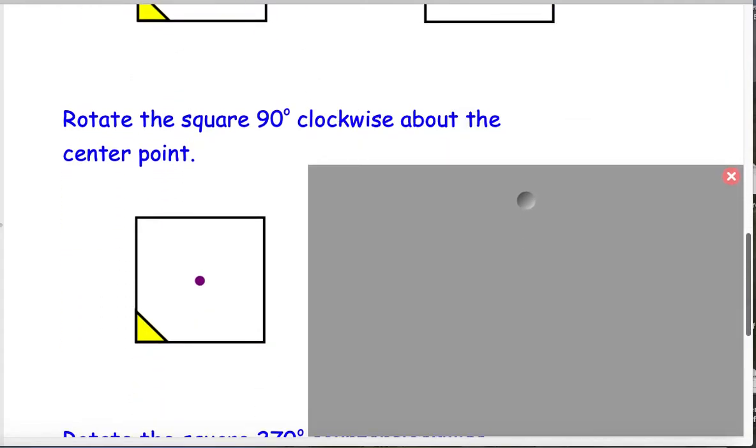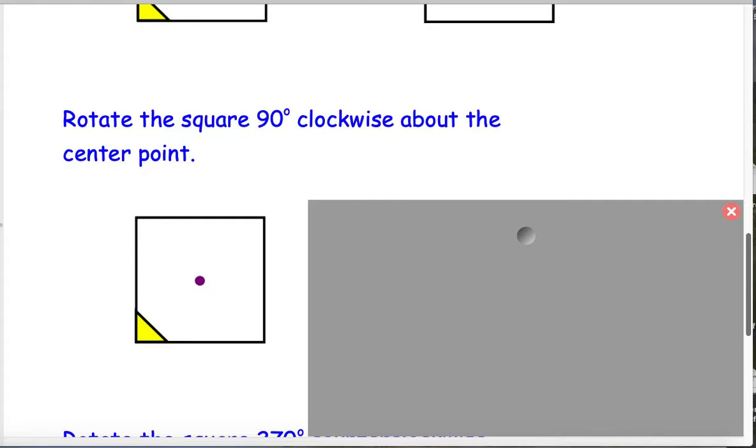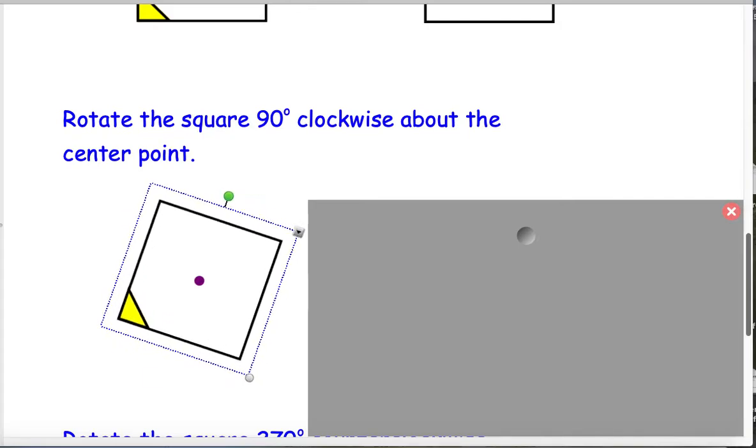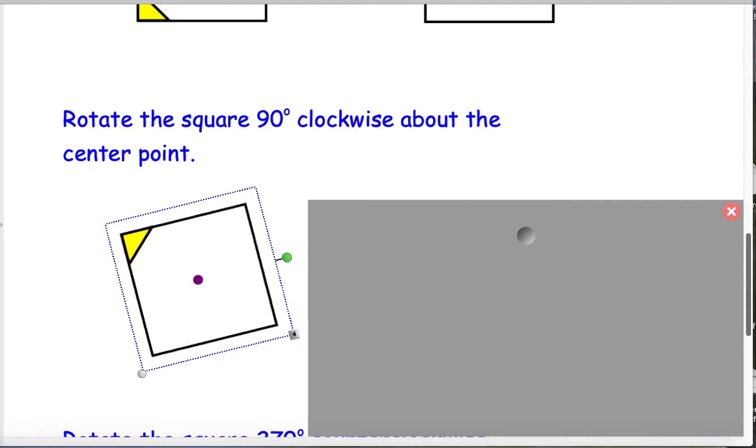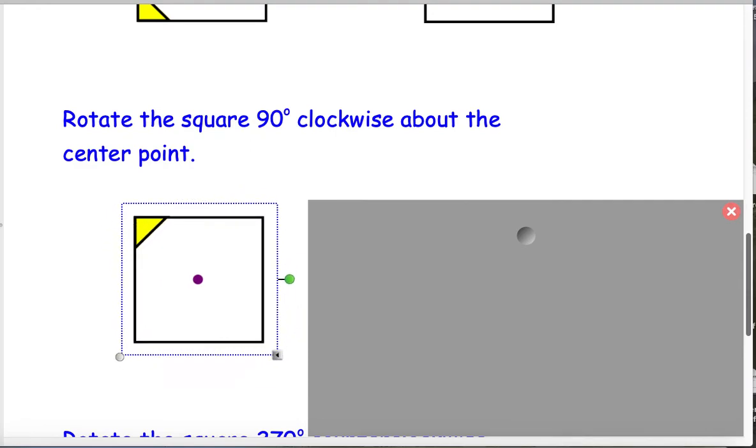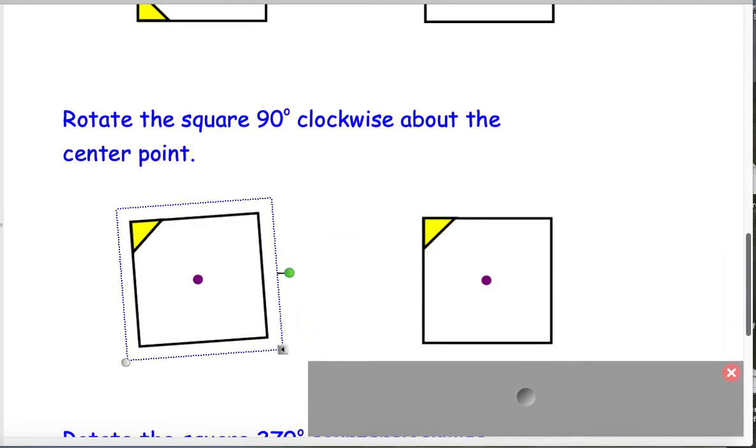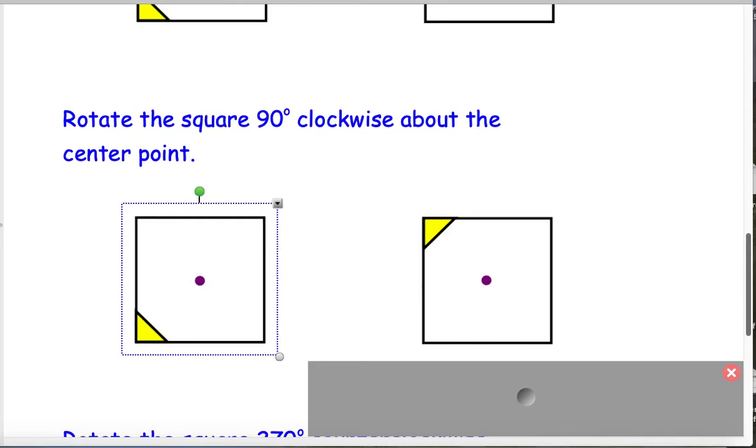All right, how about rotating the square 90 degrees clockwise about the center point? So 90 degrees clockwise, that's this way, 1/4 of a turn. And that's where it winds up. Okay, let's try one more.